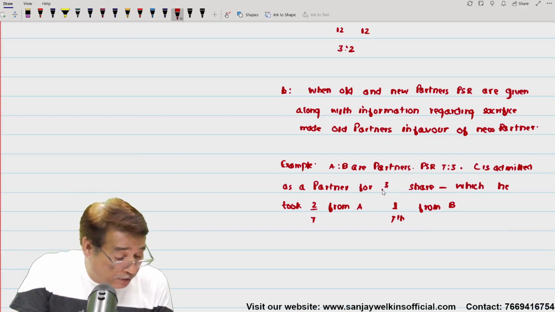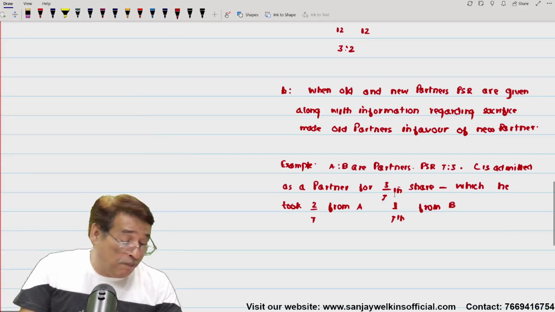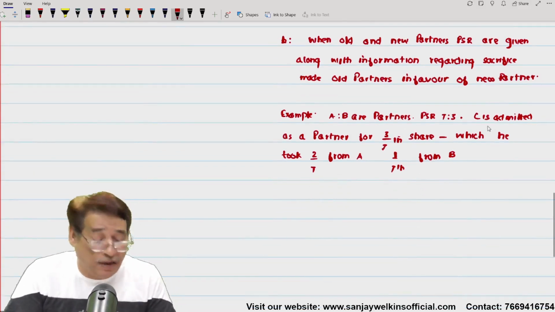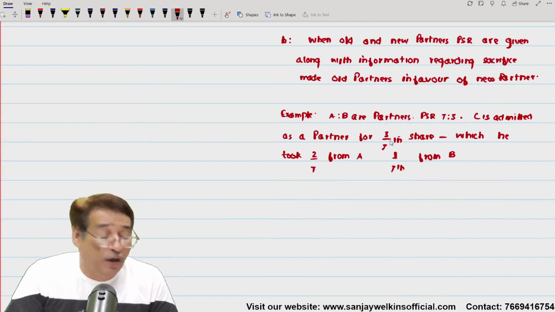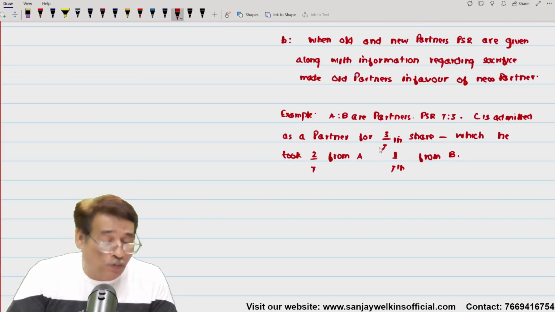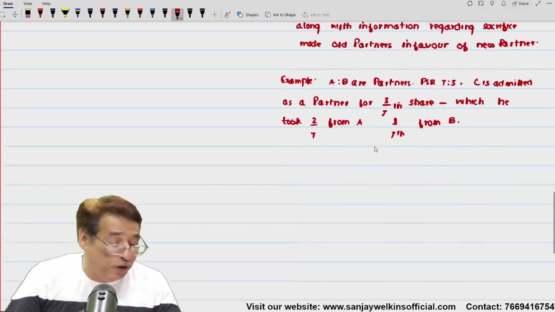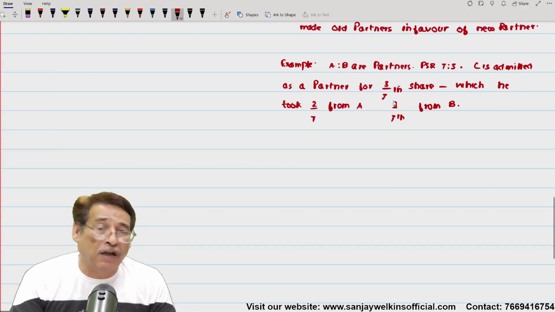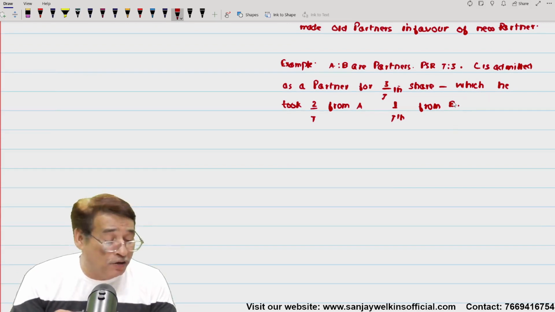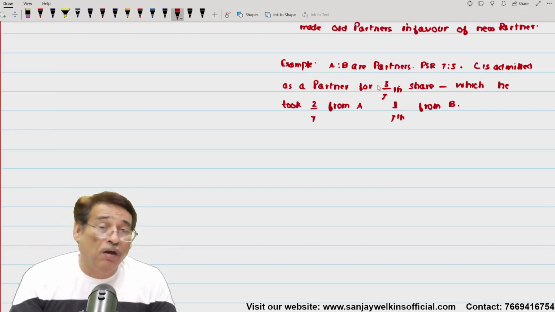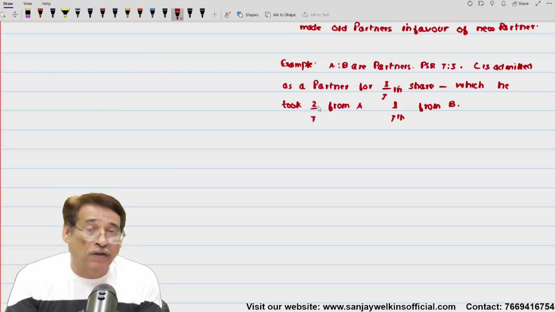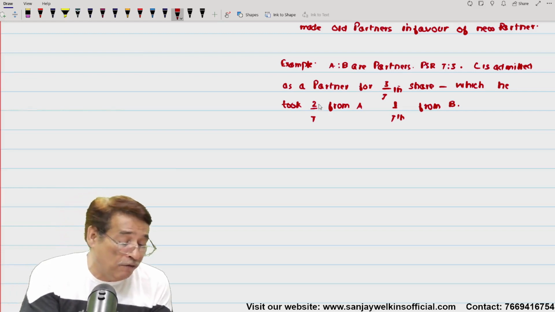Otherwise, we will get the figure in points, so I have simply changed it to 3/7 share. A and B are partners. Their profit sharing ratio is 7:3 and C is admitted as a partner for 3/7 share, which he took 2/7 from A and 1/7 from B. Now, in this question, old partners' and new partner's profit sharing ratio is given, no doubt about it. But besides that, you are given some more information: how much A is sacrificing in favor of C, and how much B is also sacrificing in favor of C. Because the 3/7 share given to the new partner is taken 2/7 from A and 1/7 from B.